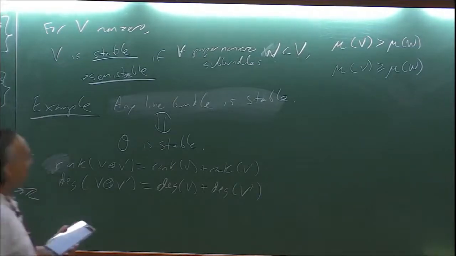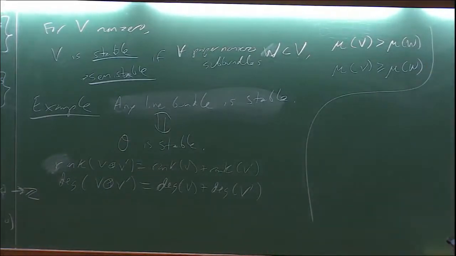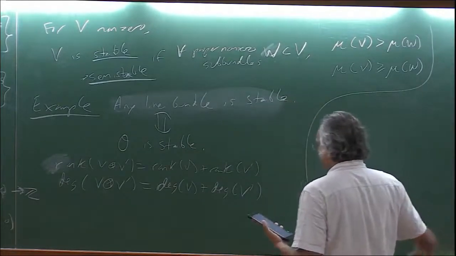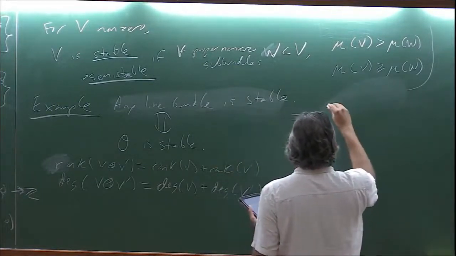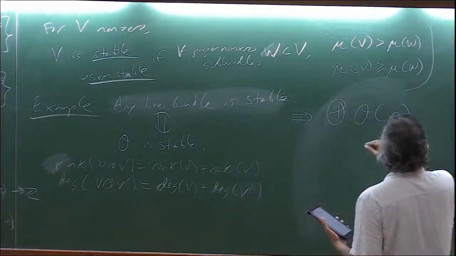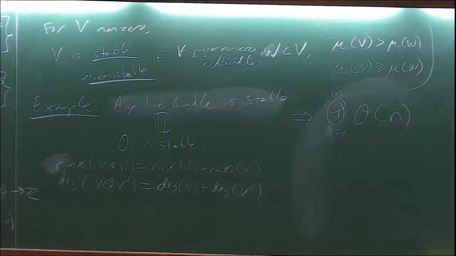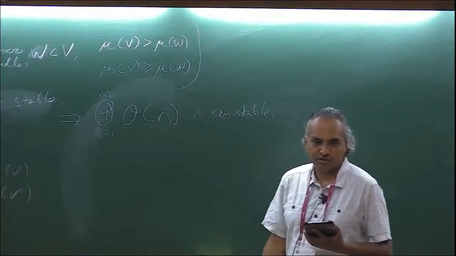Okay, so I can give you some examples. This is not a very interesting example of something stable, but I guess I can make interesting examples of semi-stable things out of it. From this it's not so hard to deduce that if you take some direct sum of copies of O of n, this is going to be semi-stable in general. It can only be stable if m equals 1, but in general it has a chance to be semi-stable, and it turns out it is.